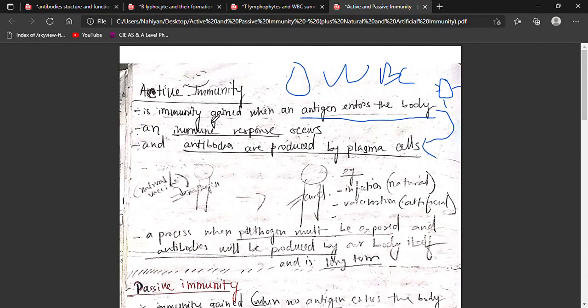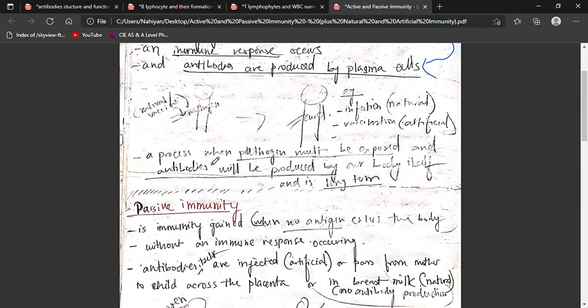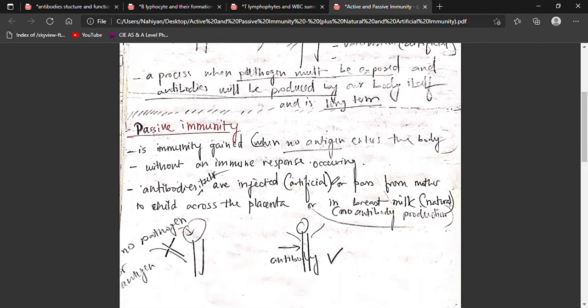So we get this when we are exposed to the actual antigen and our body itself produces the antibodies, and there is also the production of memory cells. So it's a process where a pathogen must be exposed and the antibodies will be produced by our body itself, and it is long-term protection. Moving on to passive immunity.